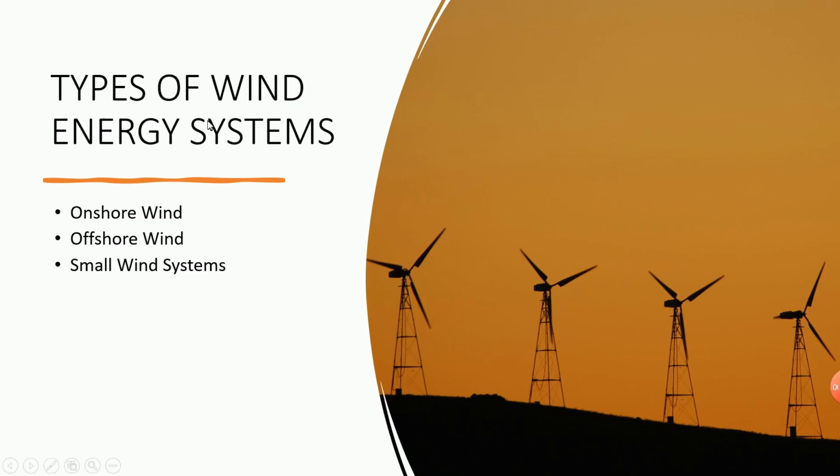So types of wind energy system: onshore wind, offshore wind, small wind systems. Onshore wind என்றது என்னன்னா நம்ம நிலங்களில் வைப்பது. So what we are having in the land areas, that too, like I said, in Thoothukudi region and Tirunelveli and then Nagarkoil region. So that is onshore. It is on the shore.